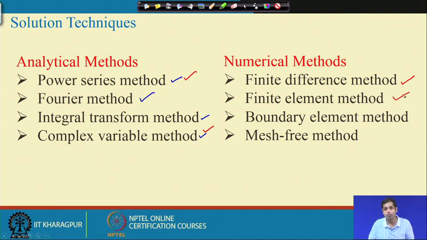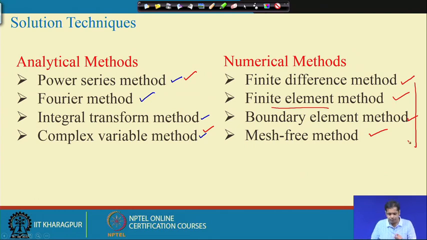You must be having a course on finite element method and finite difference method in your curriculum. Then we have the boundary element method. Then there is another class of method, different from the finite element method, which does not rely on elements. These are sometimes called mesh free methods, element free methods, or particle methods. So, these are some of the numerical methods available. We will not discuss all these methods in detail.